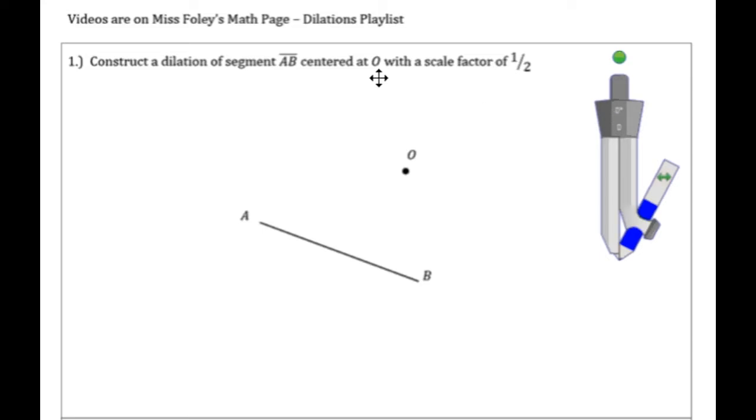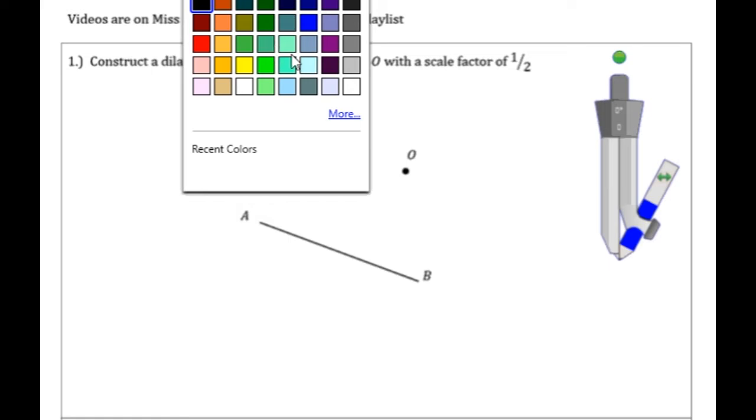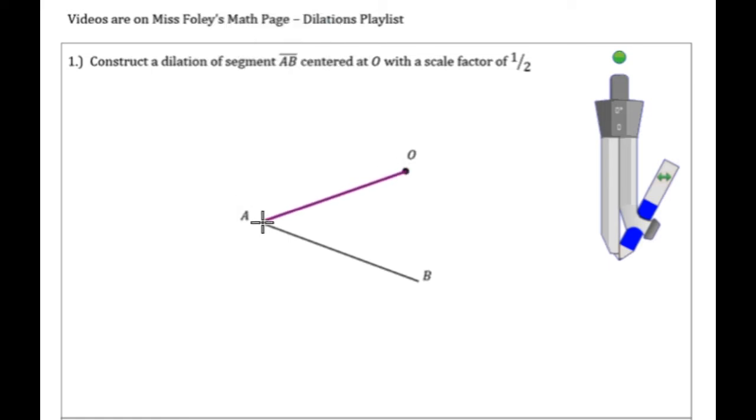So to dilate segment AB with a scale factor of 1/2, we want to construct two different perpendicular bisectors. The very first step is to draw two segments going from the center of dilation to A and the center of dilation to B. There's no point in going past those points because the scale factor of 1/2 is going to make the segment smaller, but also half the distance closer to A.